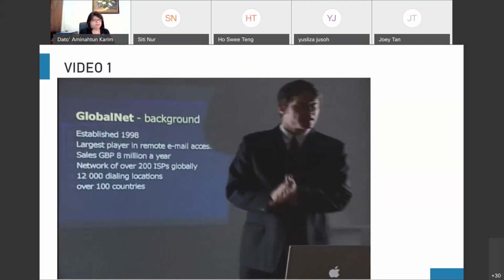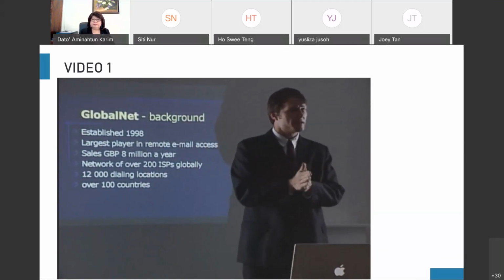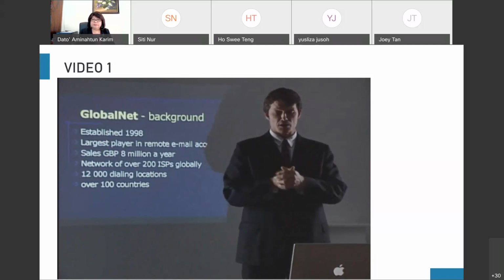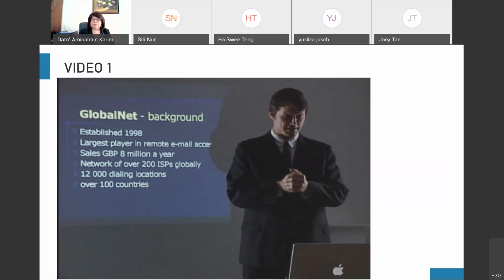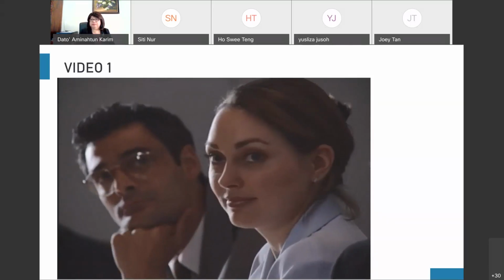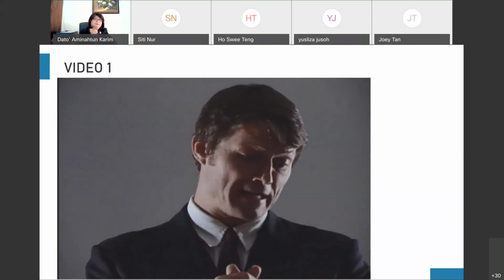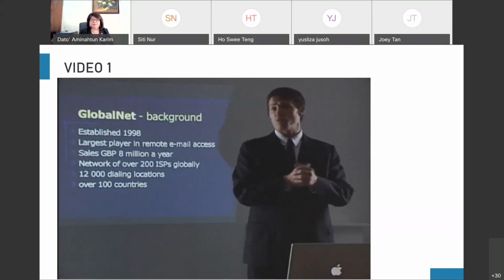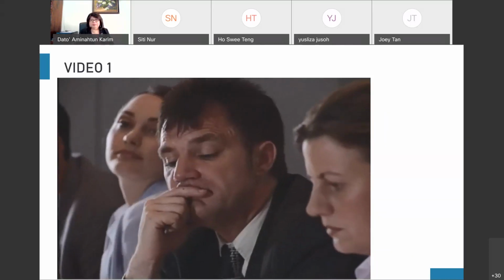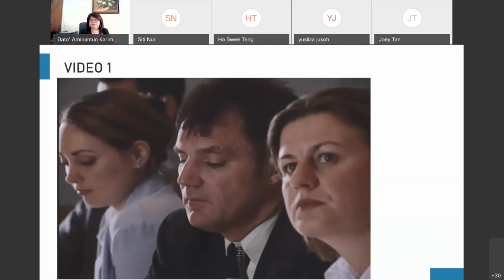Okay, so just to give you a bit of background about who we actually are here at GlobalNet, we were established in 1998. And we are now the largest player anywhere in the world in remote email access, which gives us sales of around £8 million a year. And we've got a network of over 200 ISPs, that's internet service providers, on a global basis, which you can access from any one of 12,000 dialing locations from over 100 countries. We've got corporate offices in London, New York, Tokyo, and Rio de Janeiro.